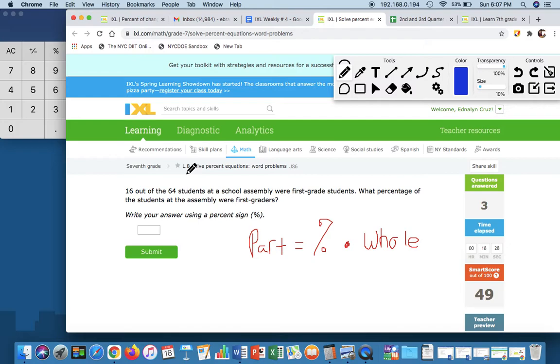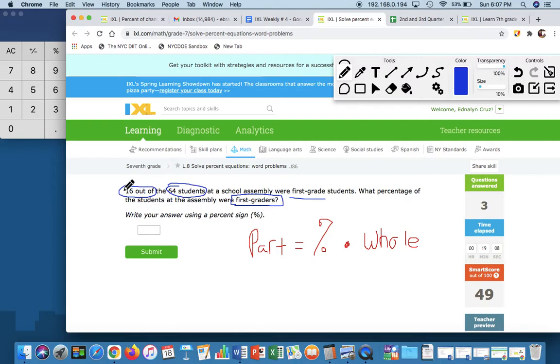So when I read it, I see that it says 16 out of 64 students at a school assembly were first grade students. So 16 out of, okay, 64 students at a school assembly were first grade students. What percentage of the students at the assembly were first graders? Now my part is determined by this sentence. When it's asking me for the percent, it's telling me of what?